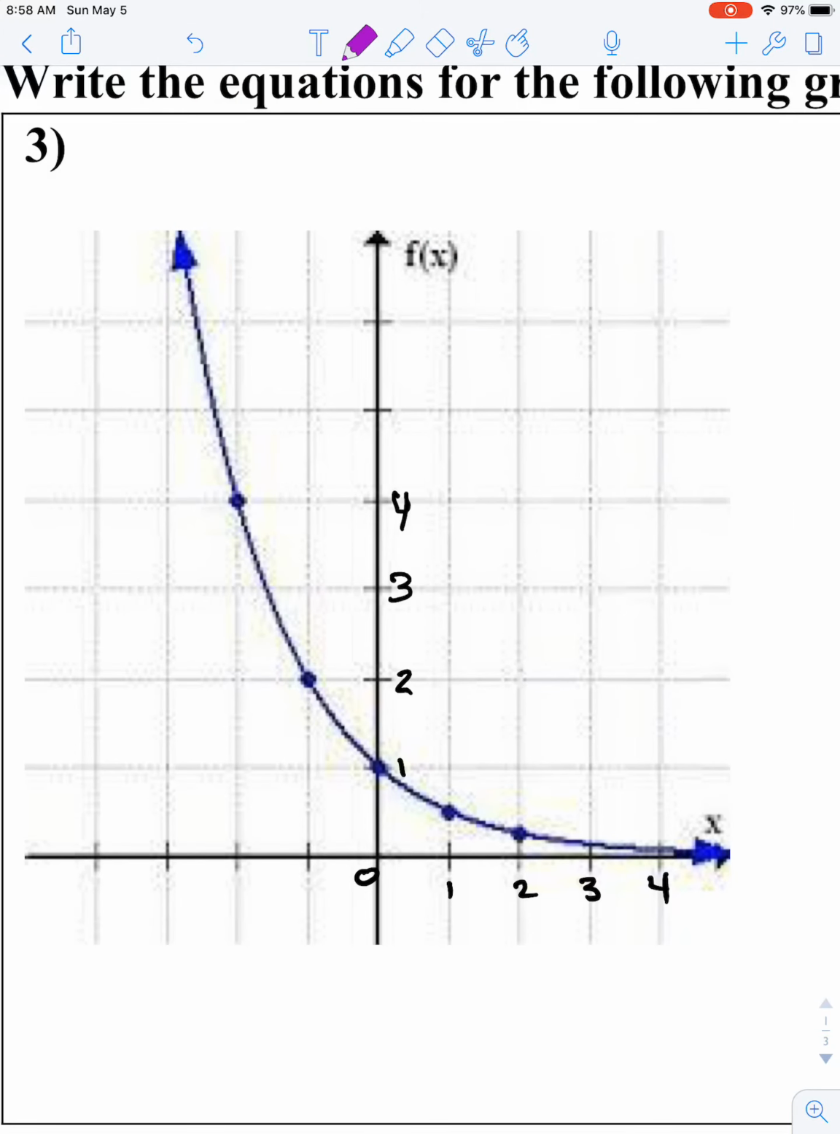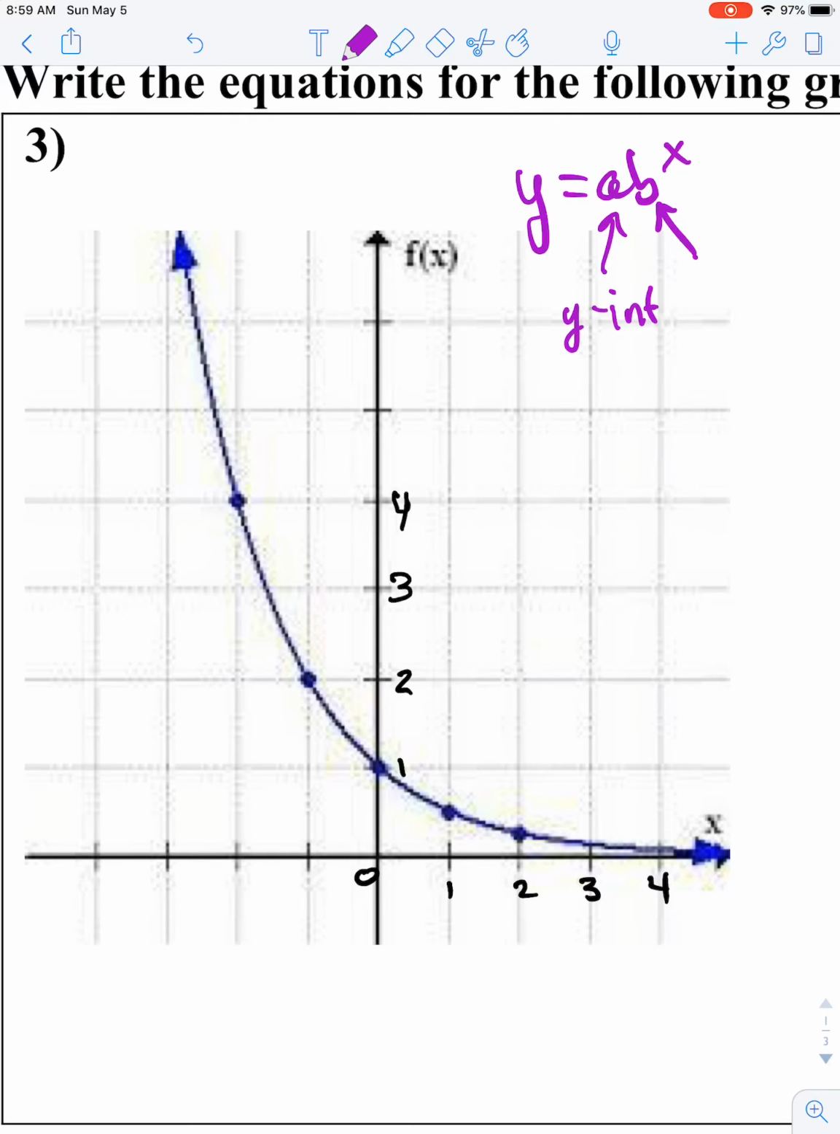Writing exponential equations is much simpler than it initially appears, because we are going to be in the format y equals ab to the x, where a is the y-intercept. Let's label that. And b is going to be the rate at which we're changing. So as we move to the right, what's our b going to be?